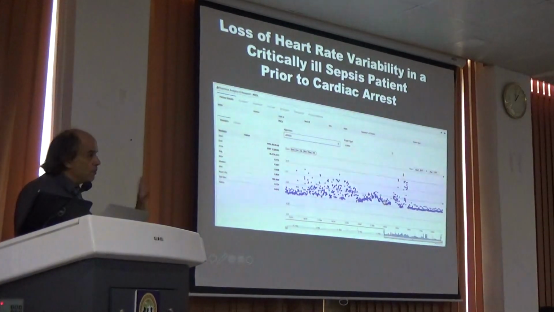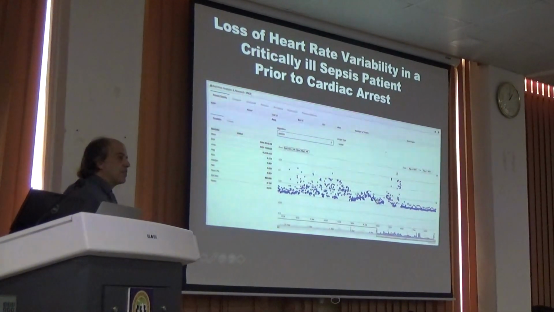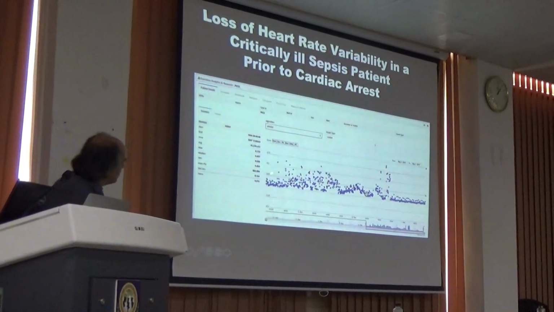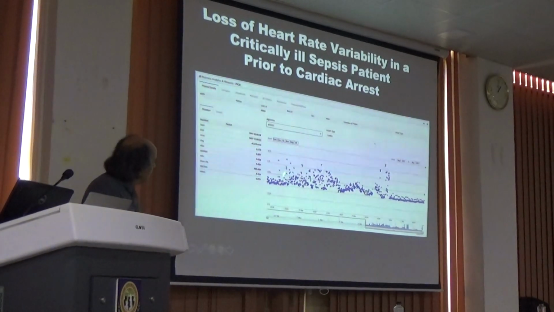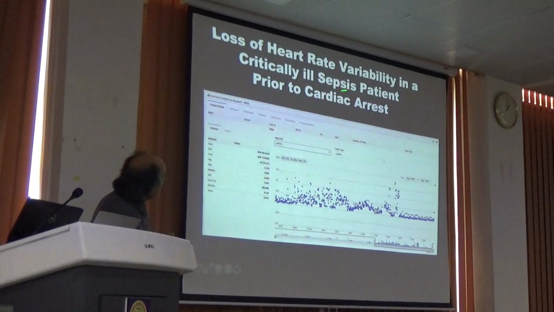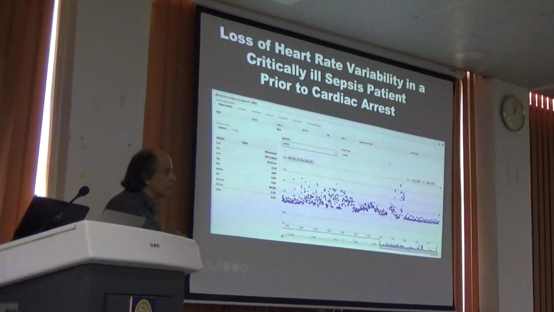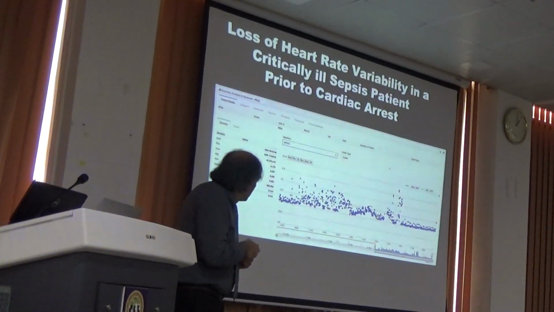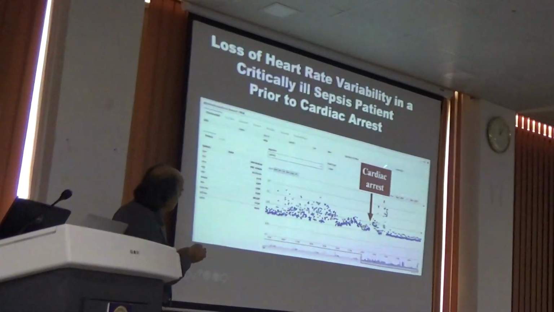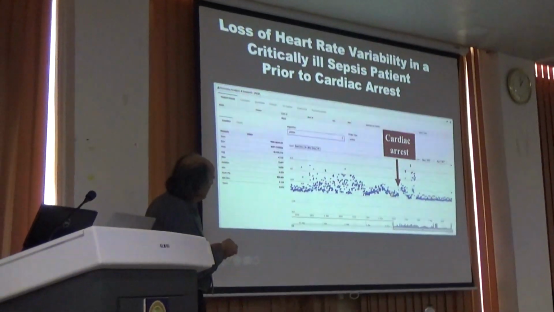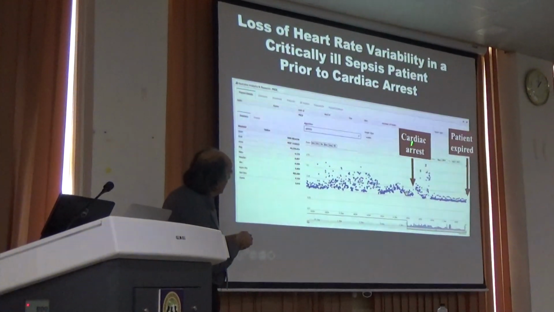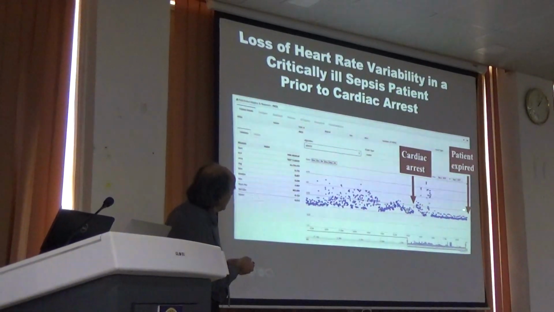I just want to give you one last example of why this becomes clinically important. This is a recording from our hospital here, and what you see is the heart rate variability of one child that is critically ill because it had an infection, it suffers from sepsis. What you see here is when the cardiac arrest happened, and that's when the child died. So here is the cardiac arrest, and here's the child expired.